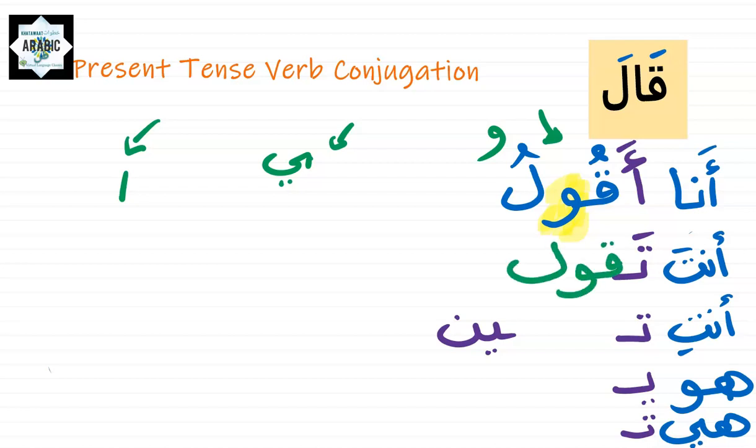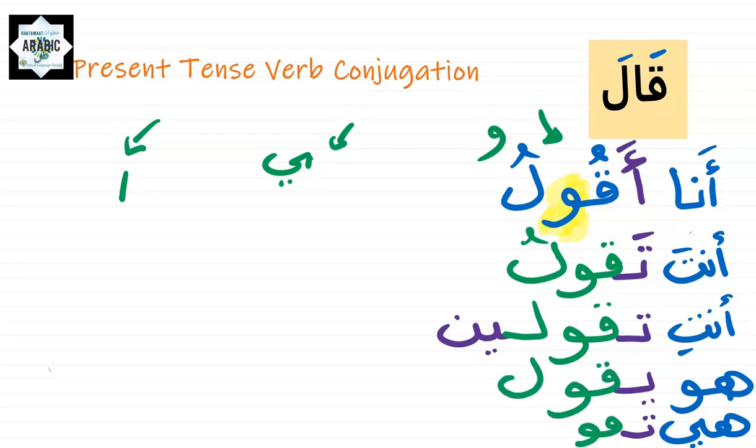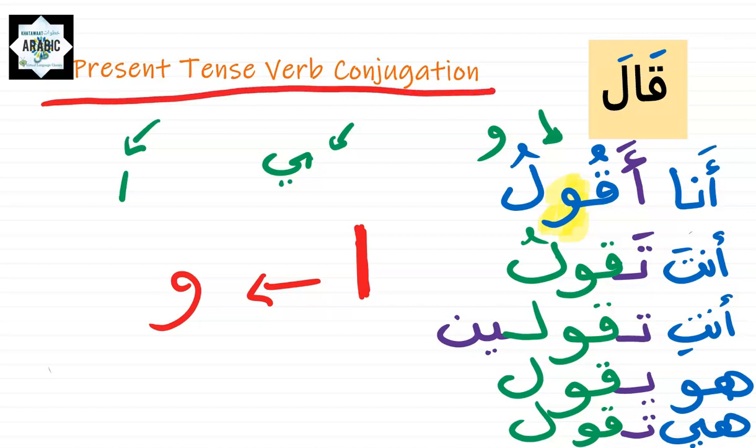And now I would say أنت تقول, أنتِ تقولين, هو يقول, هي تقول. As you can see, all of them kept the exact same thing, which is that alif became waaw in the present tense verb conjugation.